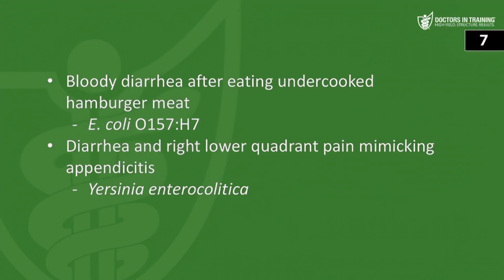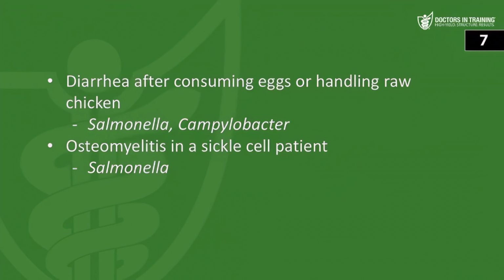Diarrhea and right lower quadrant pain mimicking appendicitis is Yersinia. Diarrhea from consuming eggs or handling raw chicken. Now there are two organisms that fit this description. It could be Salmonella or Campylobacter. Please don't forget either one of these. They're both really important. Osteomyelitis in a sickle cell patient, you have to think of Salmonella here.